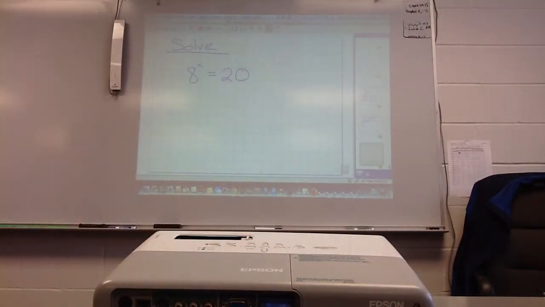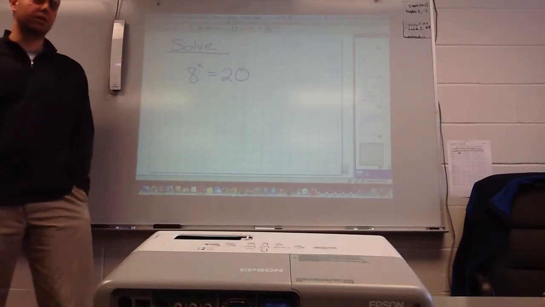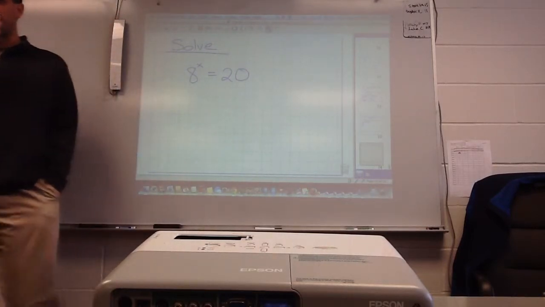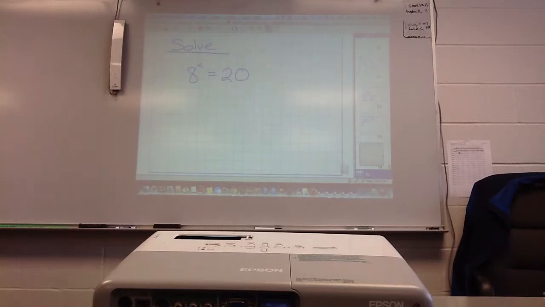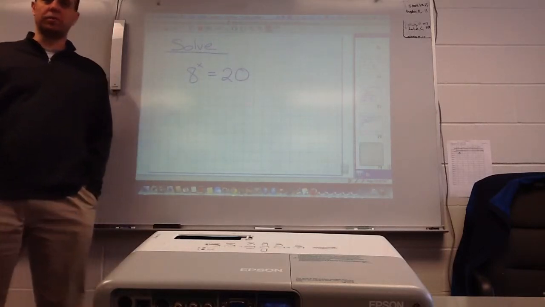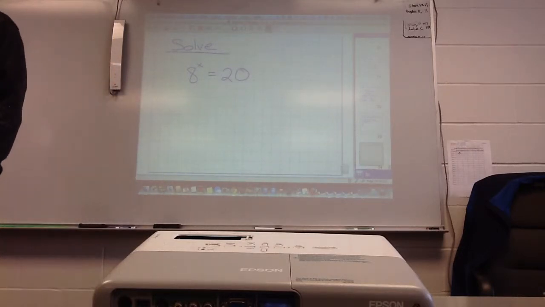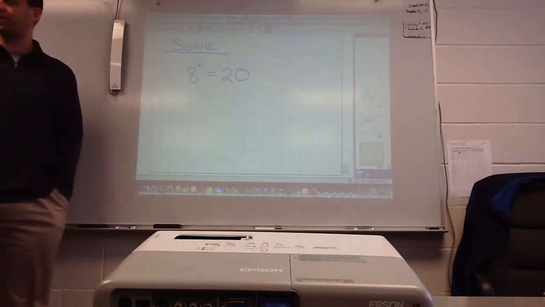Okay. Alright, regular type of equations we might have to solve here. 8 to what power equals 20? The answer is probably going to be somewhere between what and what? 1 and 2, because 8 to the first is 8, 8 to the second is 64, so the answer has got to be somewhere in between there.